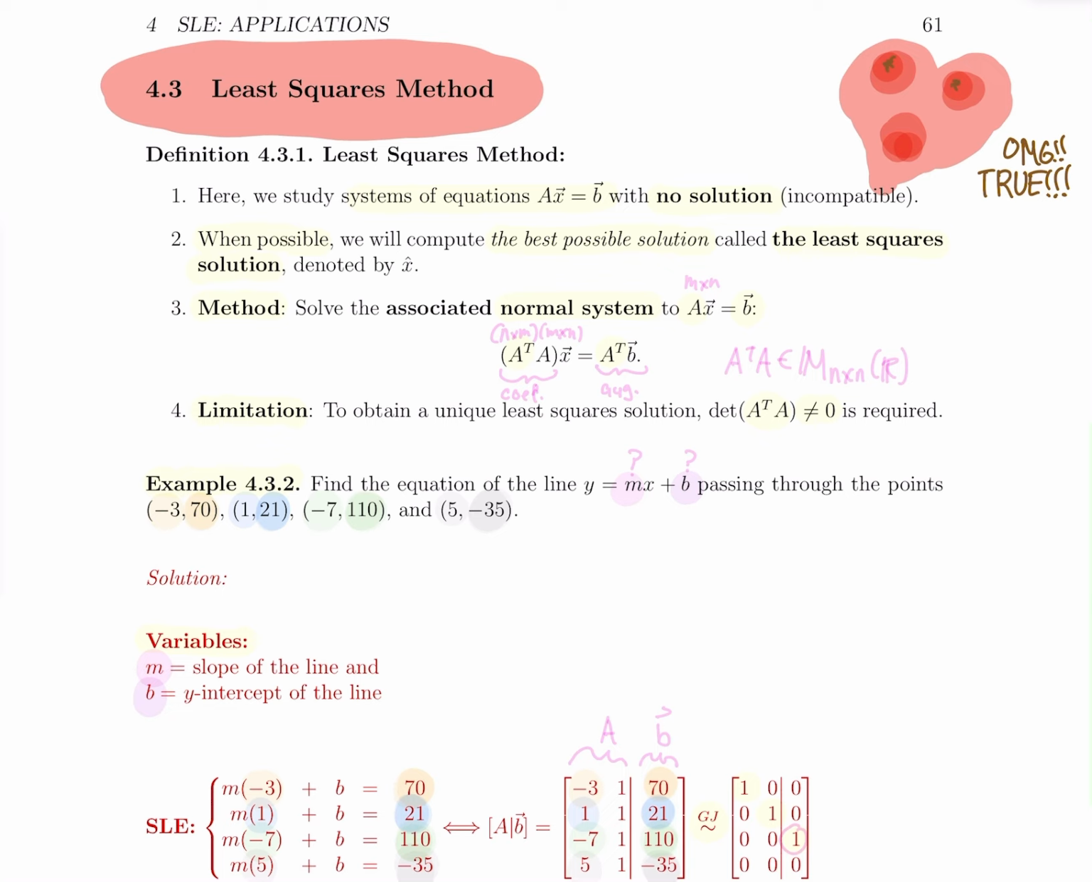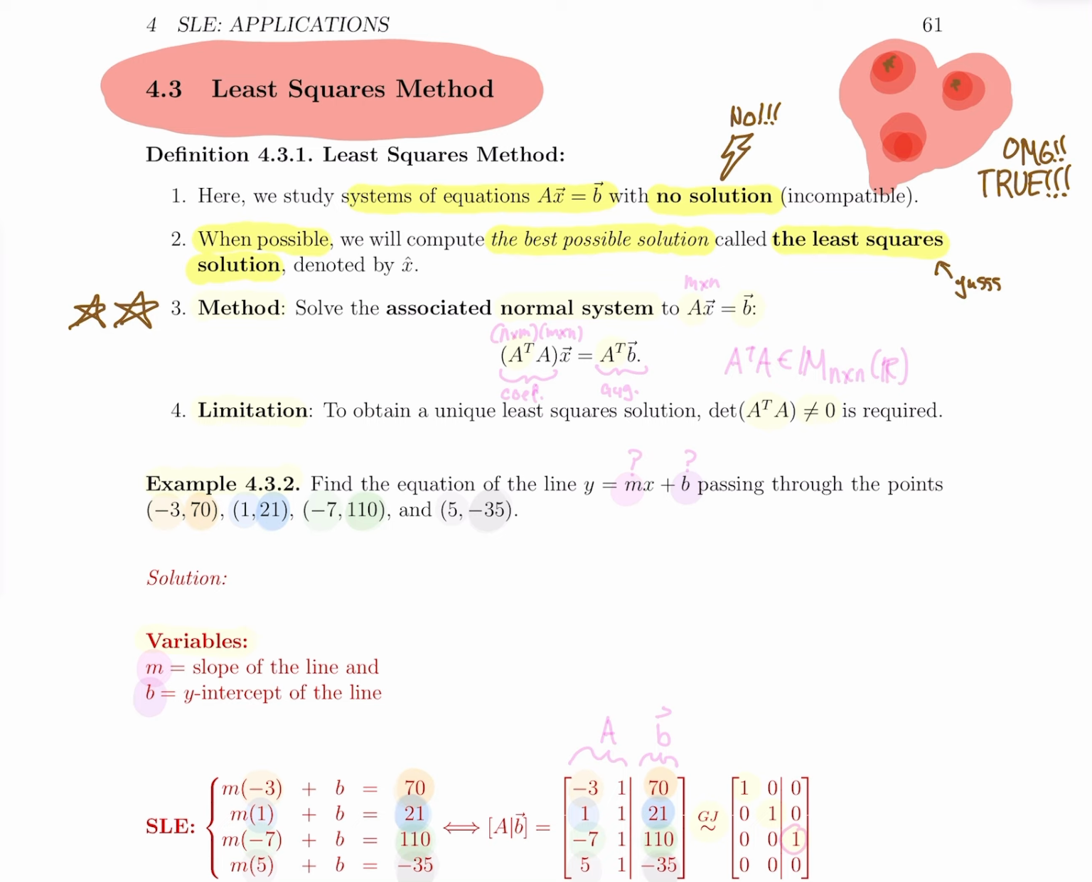So, what is the least squares method? First and foremost, the goal here is to study systems of linear equations with no solution. There's no solution for this system, but we're trying to find the best possible solution. When possible, we find the one that we call the least squares solution. And how do you find that best possible solution? This is where all the rich matrix structure behind our system, like the coefficient matrix and the augmented part, will be very, very useful.